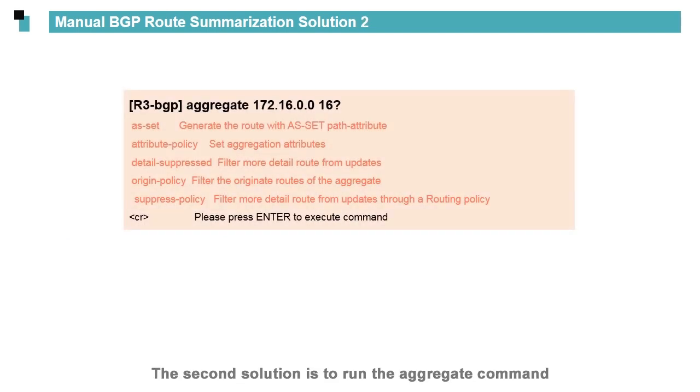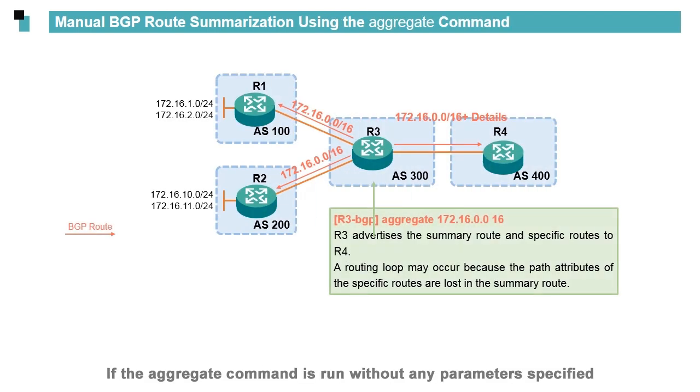The second solution is to run the aggregate command for manual route summarization. You can specify parameters as required. This solution is recommended. If the aggregate command is run without any parameters specified, the summary route 172.16.0.0/16 is generated on R3, and R3 sends it as well as the specific routes to R4. In this case, the route summarization has no effect.